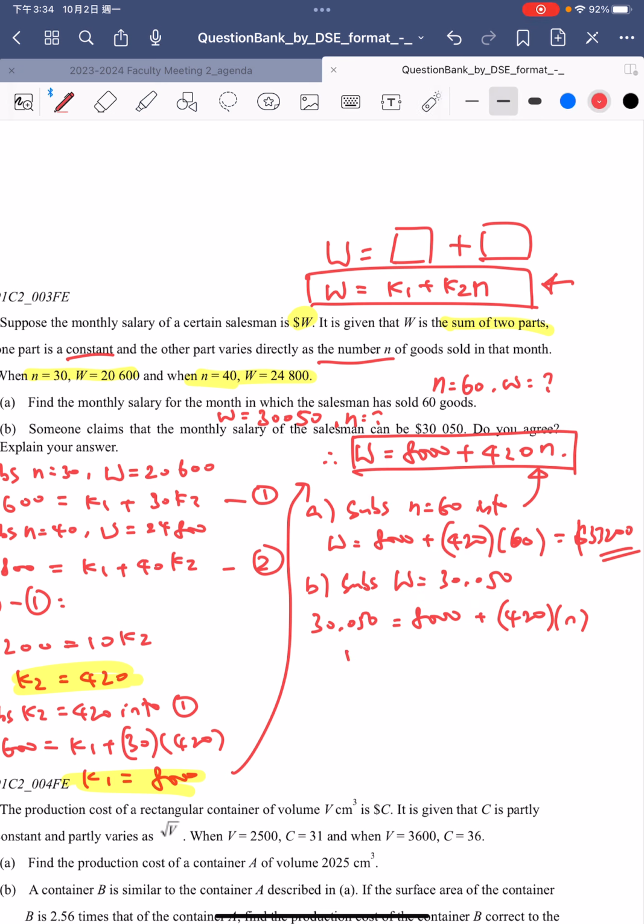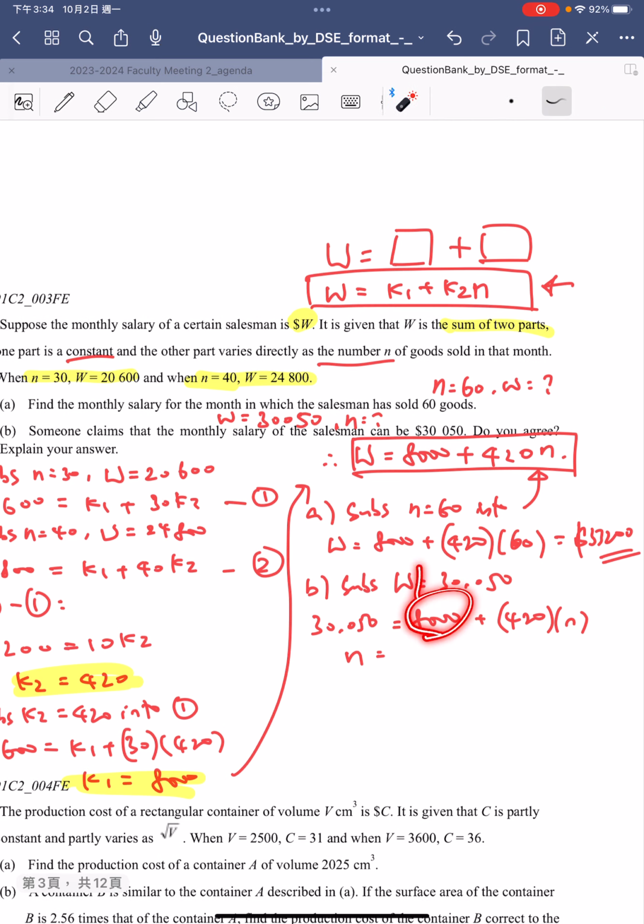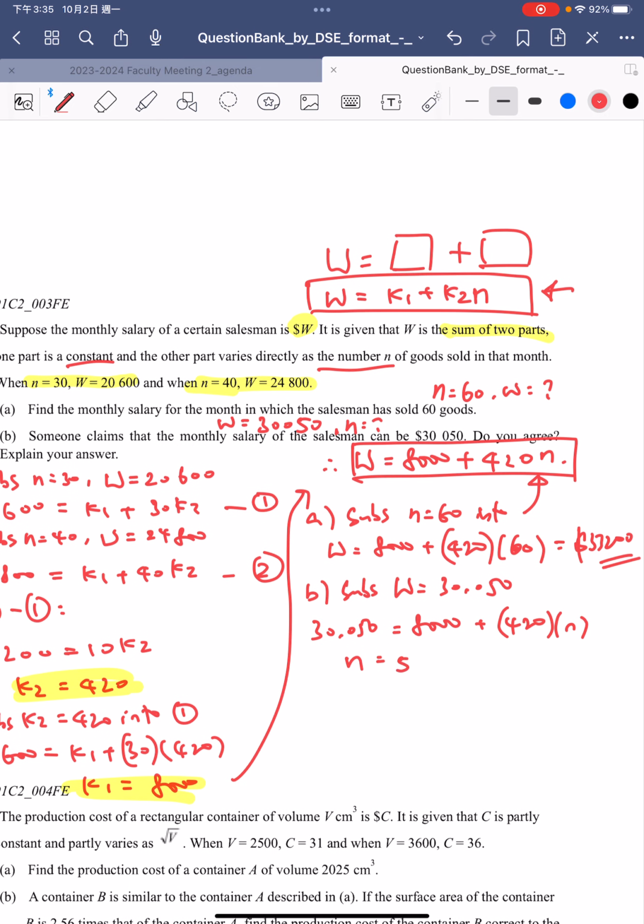So now we're using the calculator, we're using 30,050 minus 8,000, because we don't want this 8,000, so we move it to the left hand side. Originally it's plus, moved to the left hand side, it becomes minus. Then we divide it by this 420. The value gives you n is equal to 52.5. This is not an integer, sorry, not an integer.